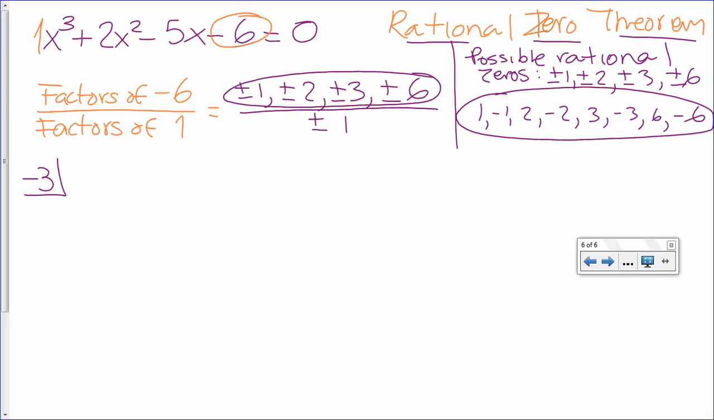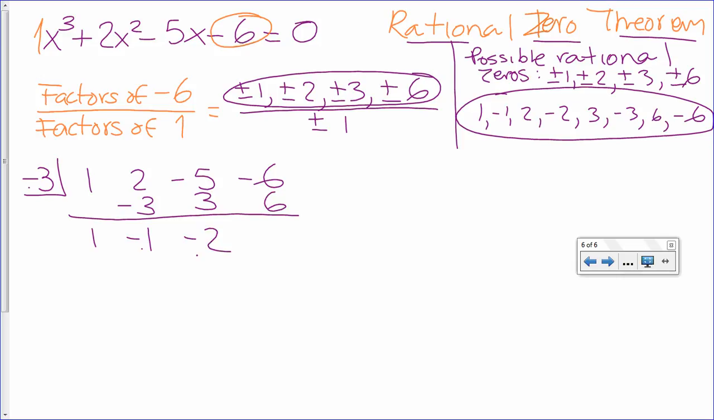Okay, what are the coefficients that I need? 1, what else? 2, negative 5, negative 6. All right, let's see. Drop it down. We drop the first term, then negative 3 times 1 is negative 3. 2 minus 3 is negative 1. Negative 1 times negative 3 is positive 3. Negative 5 plus 3 is negative 2. Negative 3 times negative 2 is positive 6. Negative 6 plus 6 is? 0. So yes, good job.